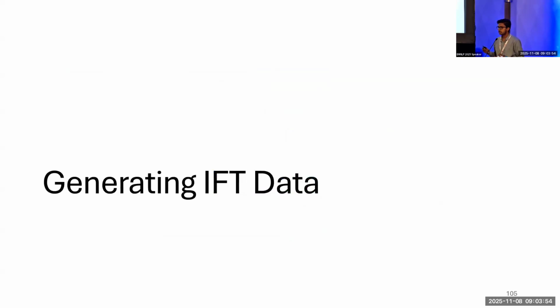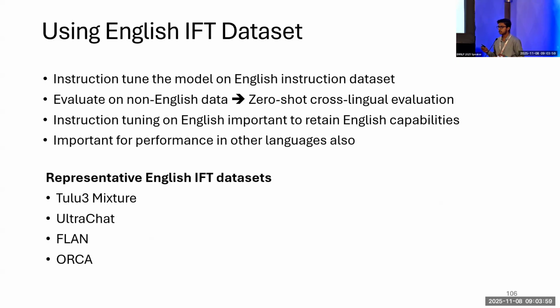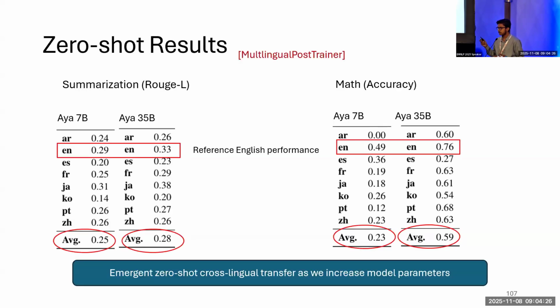First, how do we generate the IFT data? English instruction following datasets already exist in plethora. So what would we see if we instruction tune the model on an English instruction dataset and evaluate on non-English data? This is typically known as zero-shot cross-lingual evaluation because the model has not seen non-English data during the instruction tuning stage. These are some representative English IFT datasets. You can go through them. And let's look at some results.